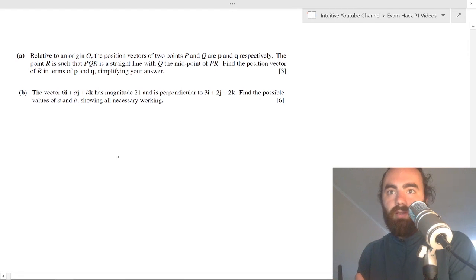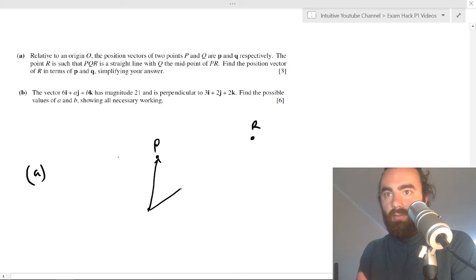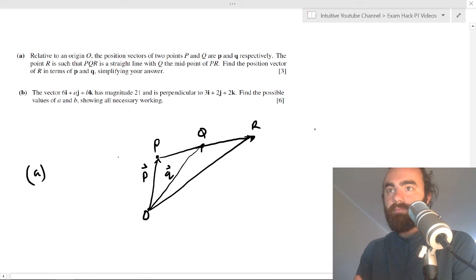Well, let's just get an idea of what this is saying. So we have this point P, we'll say the origin is like here. So that's our OP, and then we have this point R over there, and in the midpoint between P and R we have this point Q, and this vector here is Q, and this vector here is P, and this is O. So it wants us to find OR in terms of P and Q.